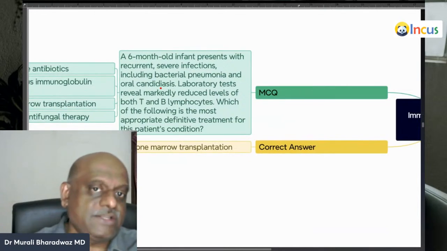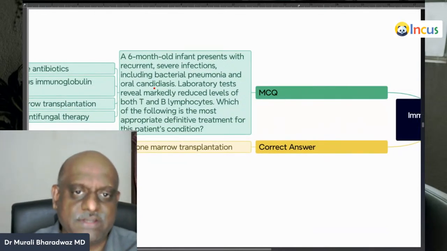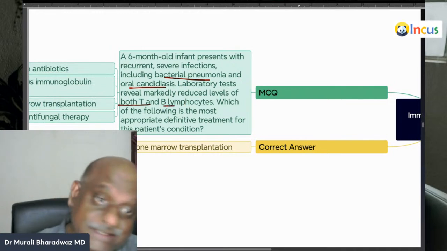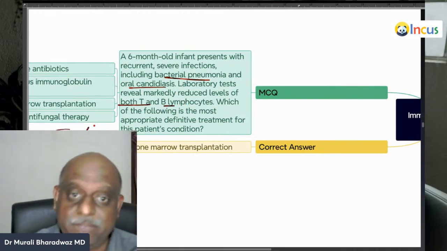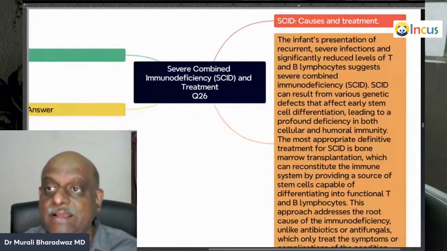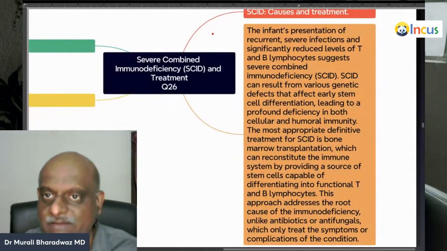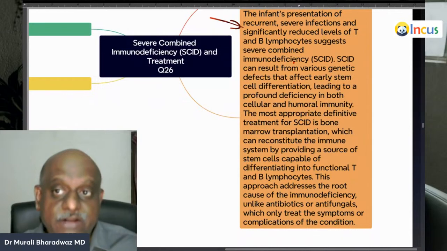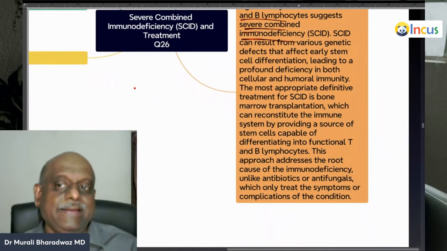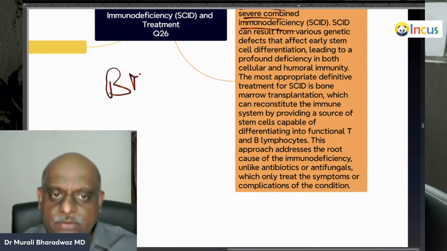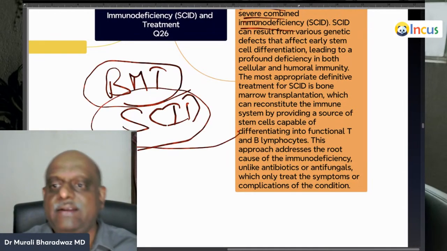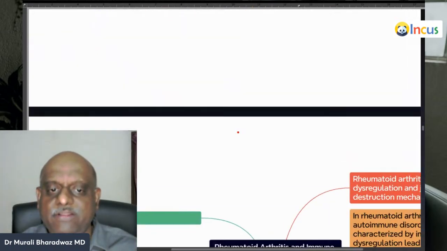A 6-month-old infant presents with recurrent severe infections, bacterial pneumonia, candidiasis, and reduced levels of both T and B lymphocytes. How do you want to treat? So this is a classical story of recurrent severe infections. Reduced levels of T and also B means severe combined immunodeficiency. Bone marrow transplantation is the only treatment of SCID, is what you need to remember. One of the favorite MCQs.